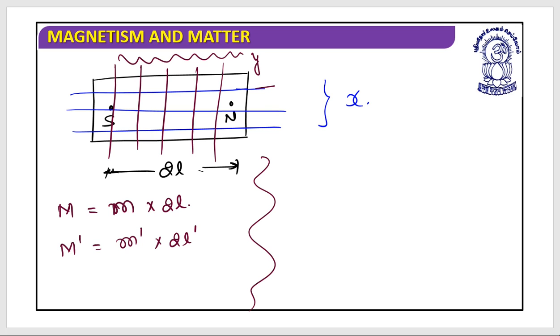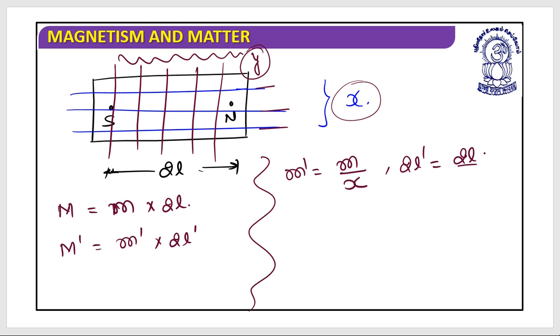While calculating m dash, what I understood is that pole strength has been divided into x parts. So m dash is equal to initial m divided by x, and this length has been divided into y parts. So this is 2l dash, which is equal to 2l by y. So this m dash can be written as m by x multiplied by 2l by y.